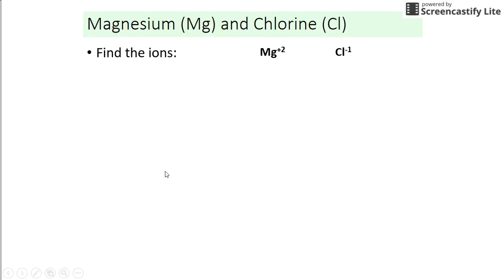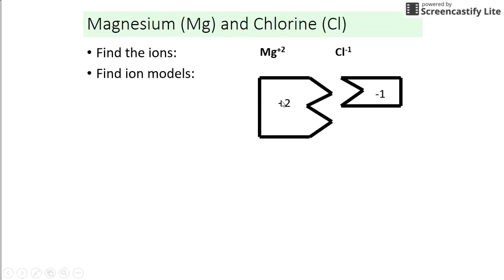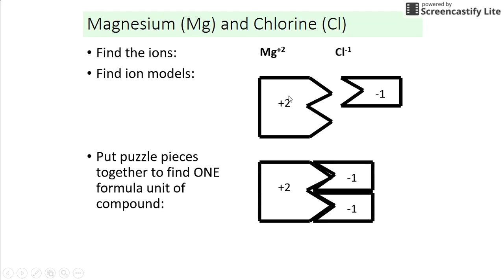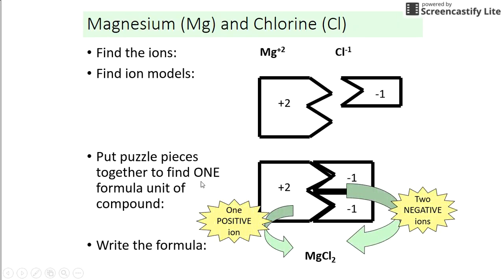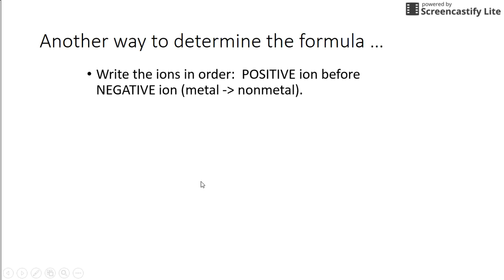For magnesium chloride, now you have +2 and -1. So you would have a puzzle piece with 2 notches in it. You would need 2 of the minuses to neutralize this +2 charge. So you would need 2 chlorides to make that fit. And so the formula for magnesium chloride would be MgCl2. 2 chlorides and 1 magnesium would neutralize each other.